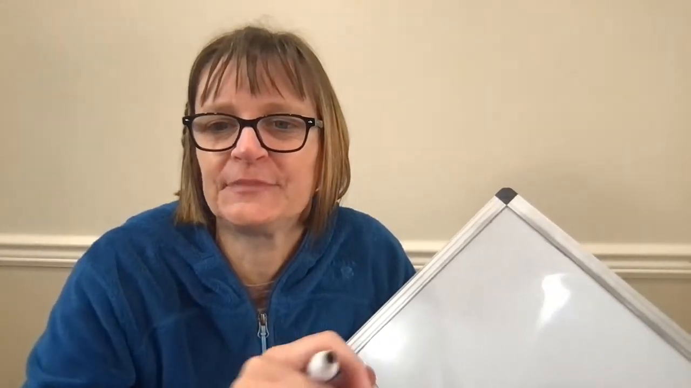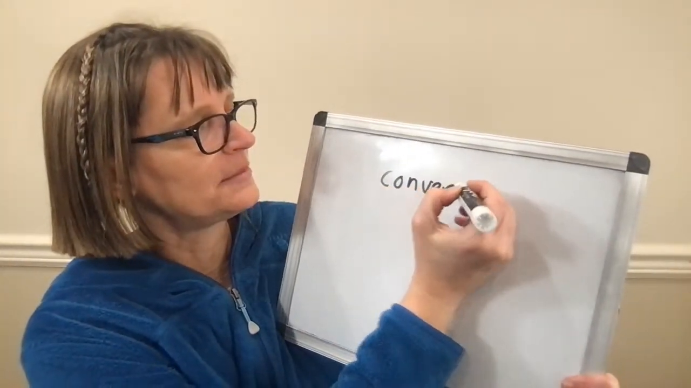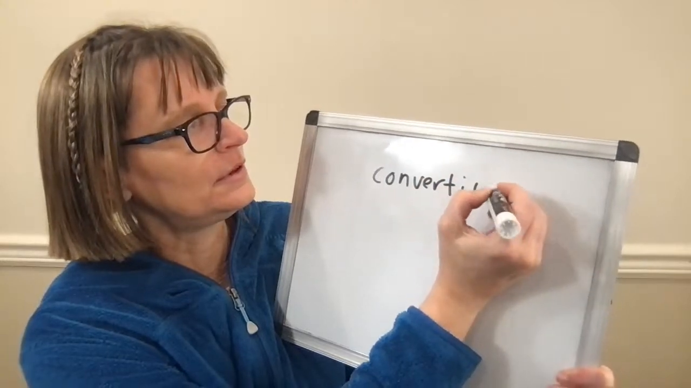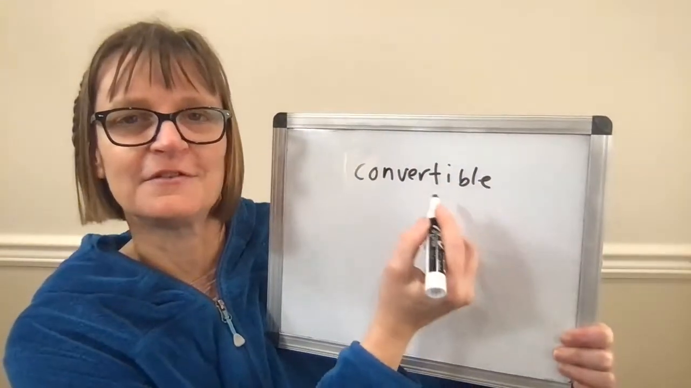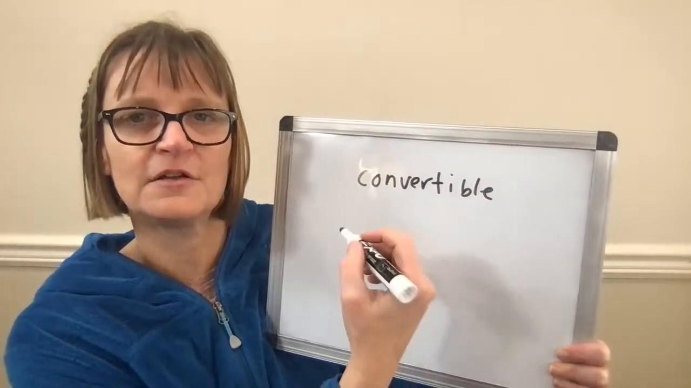It's nice to see so many of you from so many different places. We also had a question about convertible. So right along our same theme, convertible. Here we just have, instead of a flap and an L, we have a B and a syllabic L, convertible.